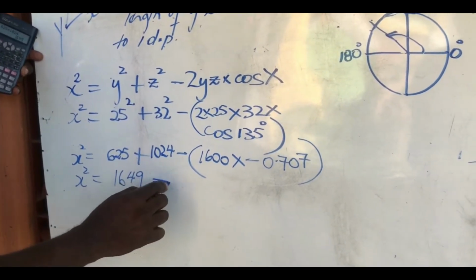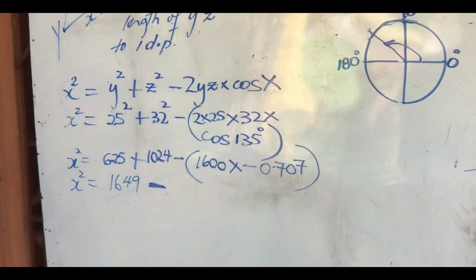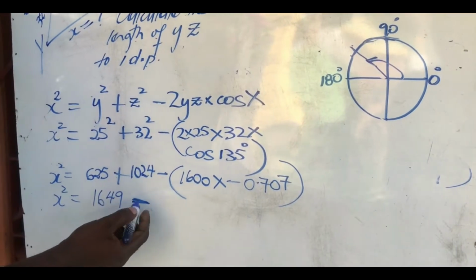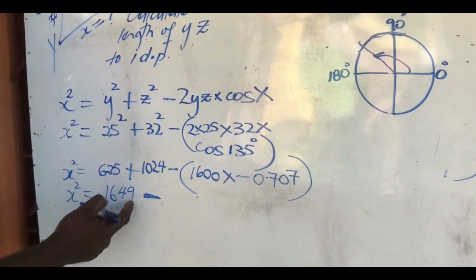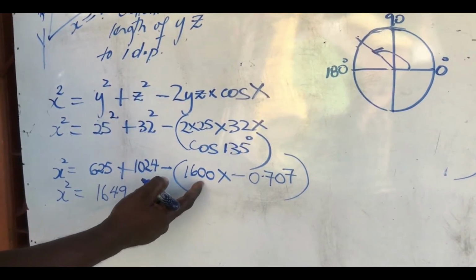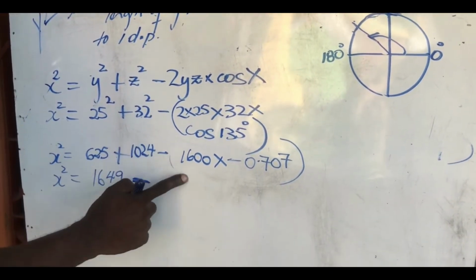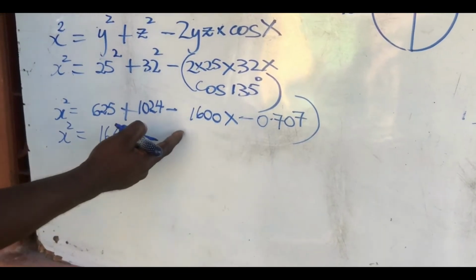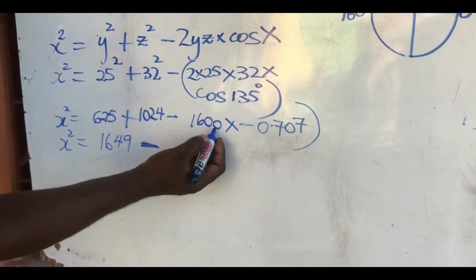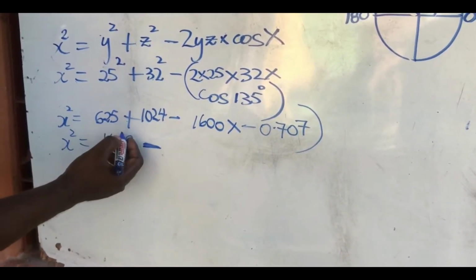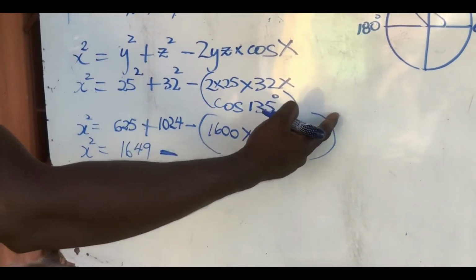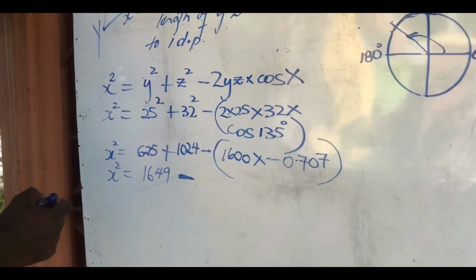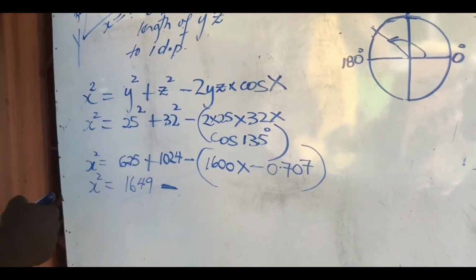Now minus. Now right here you have to be very careful. The reason you have to be very careful is that you don't add 1649 minus 1600. And that is why I asked you to put this in a pair of brackets, because you may be tempted to subtract 1600 from this. But when you put it in brackets, you know that you have to apply the BODMAS principle. That is, you do brackets before you do anything else.